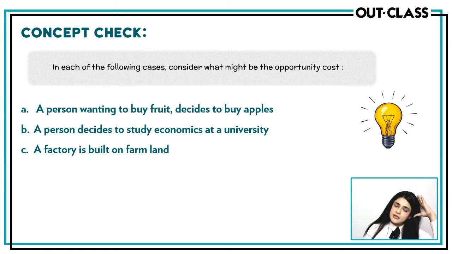A factory is built on a farmland. So if a factory has been built on a farmland, that means that that area could be used for farming, but is no longer going to be used for it. So I would think that that's a pretty high opportunity cost. So maybe the opportunity cost in this case would be the loss of the farmlands.